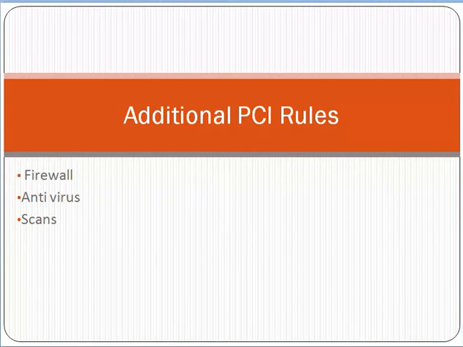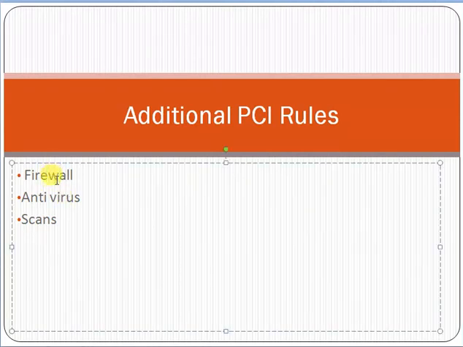Then if a merchant is using software or computers, it is necessary that he should use a firewall, use antivirus, and properly scan the system through a third party. It is very necessary. Guys, remember that PCI compliance is also known as PCI DSS. PCI DSS means Data Security Standard for PCI. So guys, these are the very basic rules of PCI.